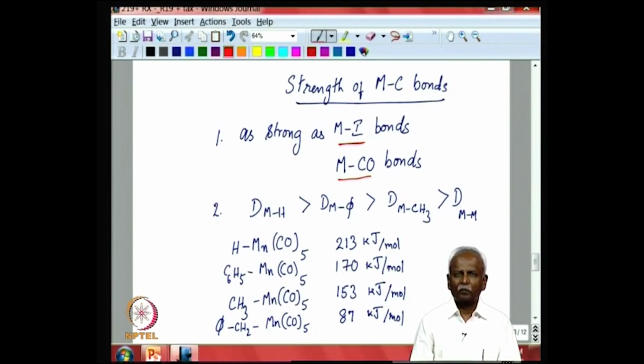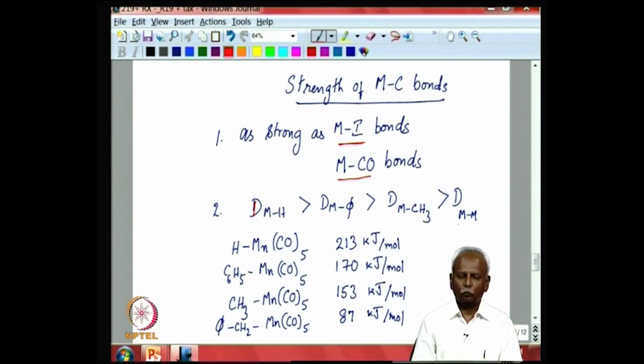So, the metal carbonyl bond strength, the metal iodo bond strength and the metal methyl bond strength all fall in the same range. However, in a particular metal system, it is found that the metal hydride bond is much stronger, and that is what I have pictured here. The metal hydride bond is much stronger than the metal phenyl bond. So, if an aryl group is attached to the metal, then that is more easily broken compared to the metal hydride, and that in turn is stronger than a metal methyl and a metal metal bond. So, this is the order in which you have bond strengths in a set of alkyl groups.